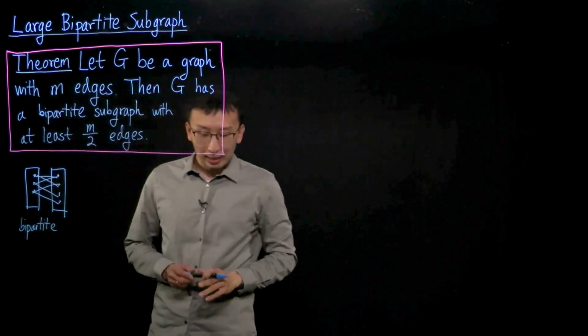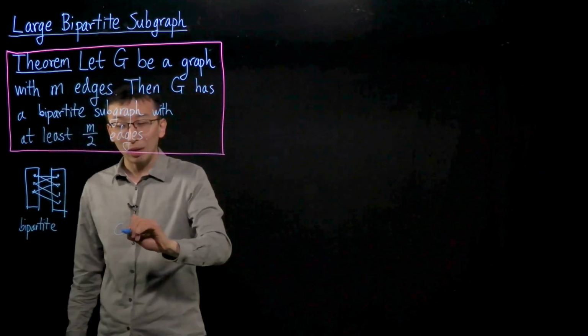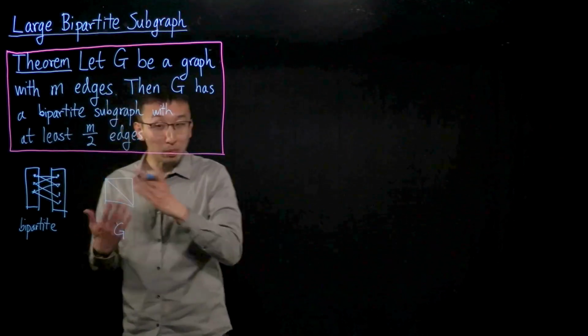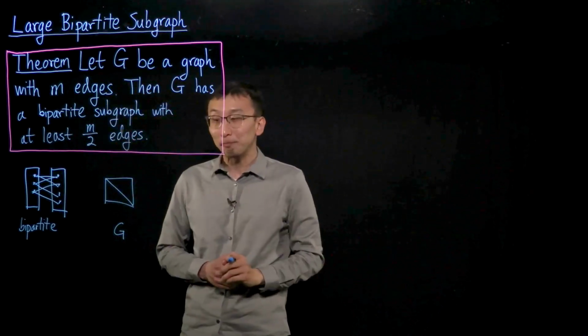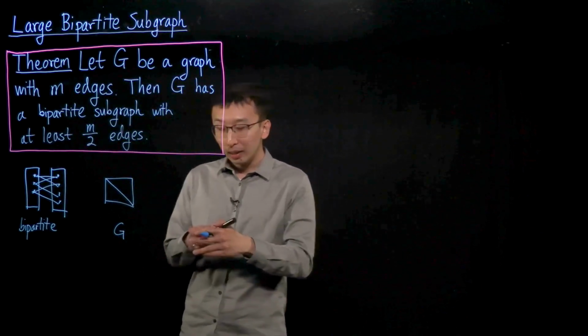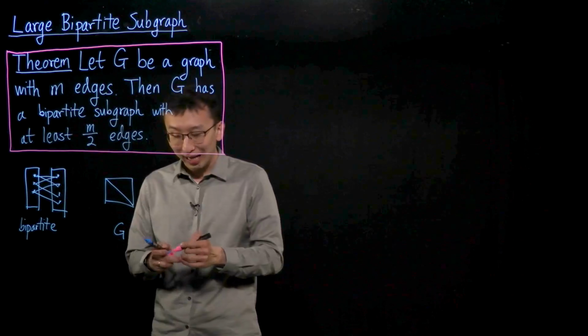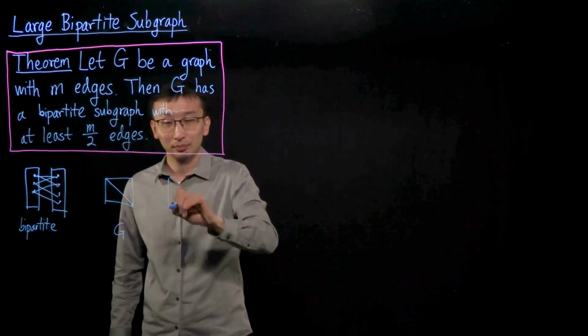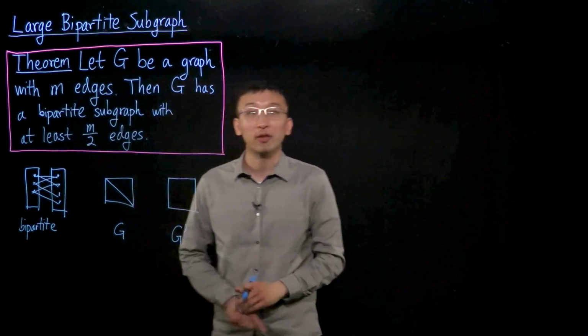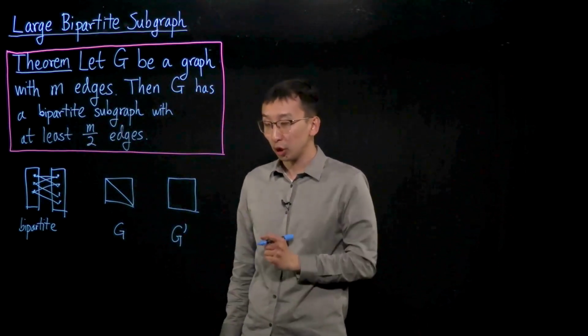And what this theorem is saying is that if we start with any graph G with some number of edges, in this case 5 edges, I can find a pretty large subgraph by keeping at least half of the edges of G. For example, we can do this, keeping 4 of the 5 edges to get this subgraph G prime.